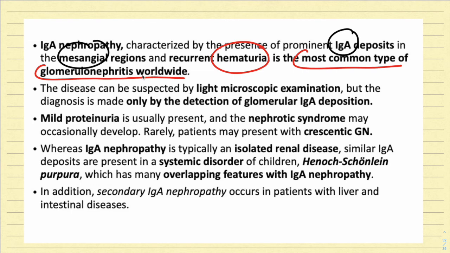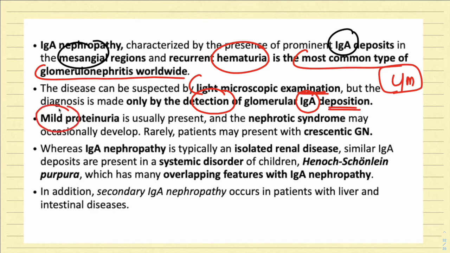Someone was asking me, sir, will IgA nephropathy come under nephrotic syndrome? Have you got your answer now? The answer is glomerulonephritis. IgA nephropathy is the most common type of glomerulonephritis worldwide. The diagnosis can be suspected by light microscopy, but the diagnosis will be made only when we can demonstrate IgA deposition in the mesangial region.